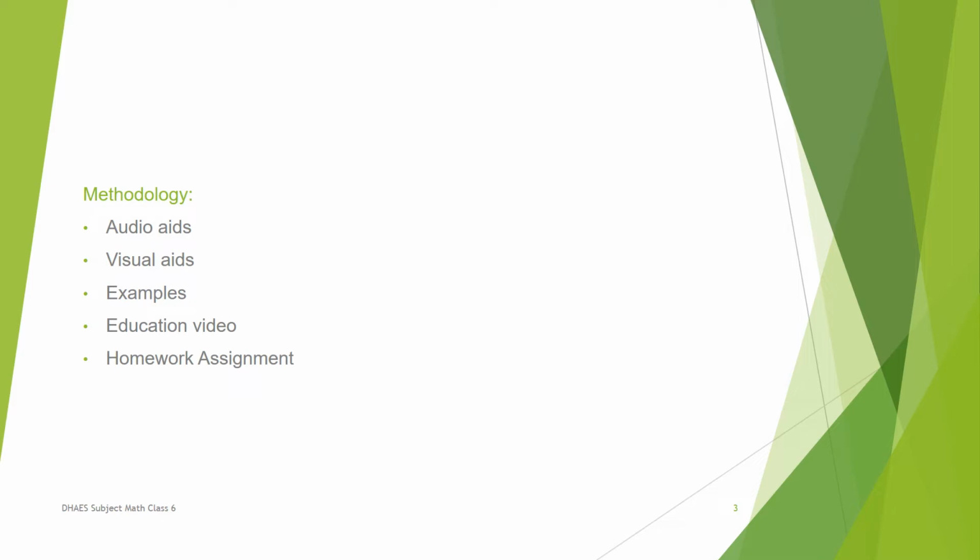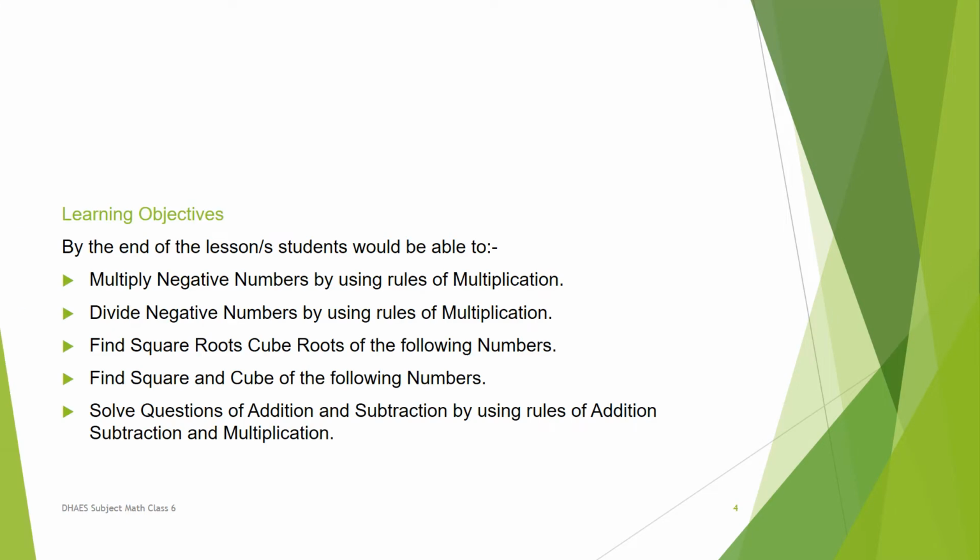Methodology. In methodology we have the following things: audio, visual, examples, educational video, homework assignment. Our learning objectives for this lesson are: multiply negative numbers by using rules of multiplication, divide negative numbers by using rules of multiplication, find square root and cube root of the following numbers, find square and cube of the following numbers, and solve questions of addition and subtraction by using rules of addition, subtraction and multiplication.